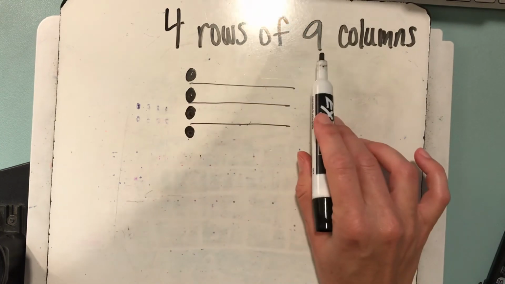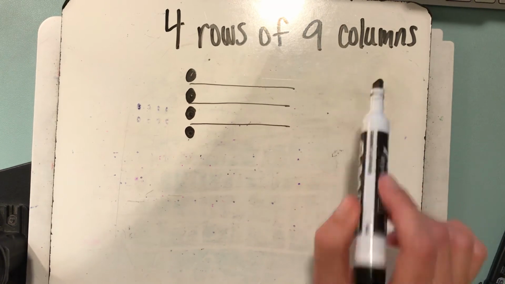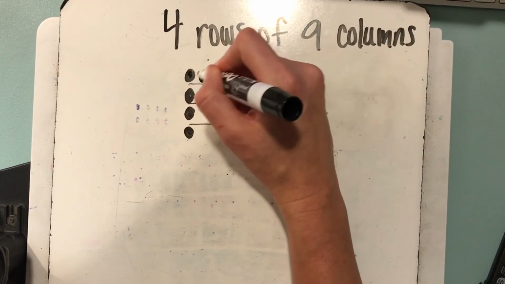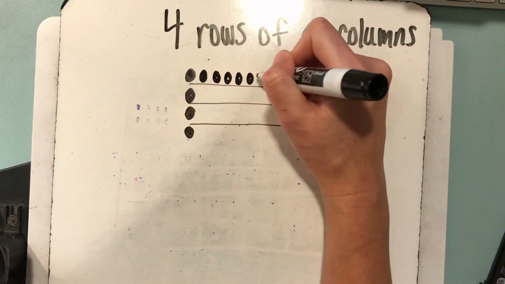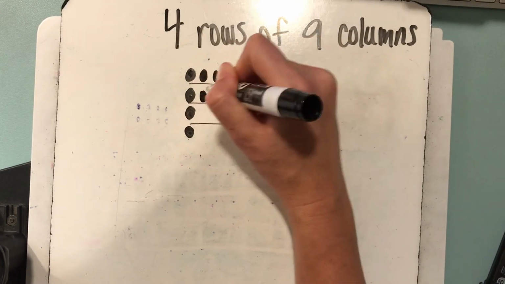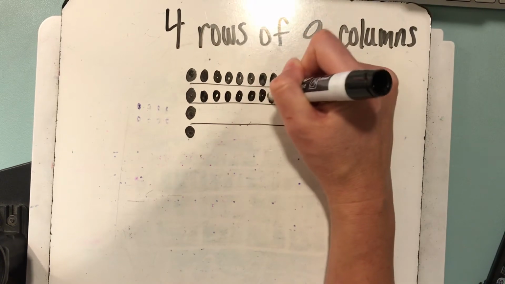How many columns am I going to have in total? I'm going to have 9 columns. So I already have 1 column. 2, 3, 4, 5, 6, 7, 8, 9. Ooh, these are a lot of dots. 1, 2, 3, 4, 5, 6, 7, 8, 9.